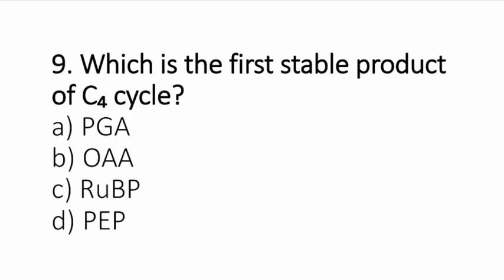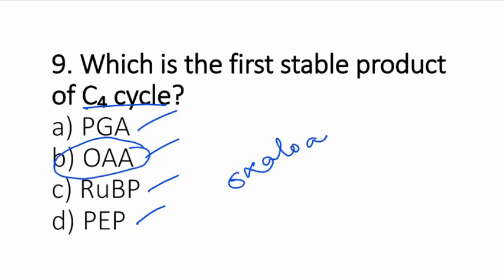Question number 8 says, which is the first stable product in C4 cycle? Options are PGA, oxaloacetic acid, RuBP or PEP. So the first stable product of C4 cycle is option B, that is oxaloacetic acid. Oxaloacetic acid is the first stable product of C4 cycle.